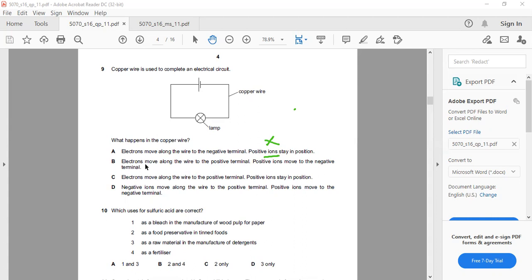And then the next one is, electrons move along the wire to the positive. Sorry, this is correct. Positive ions stay in position in the metal, but electrons move along the wire to the positive terminal. That should be the answer. Electrons move along the wire to the positive, but this is wrong: positive ions do not move. Positive ions stay in position. This part is correct, but this part is wrong.